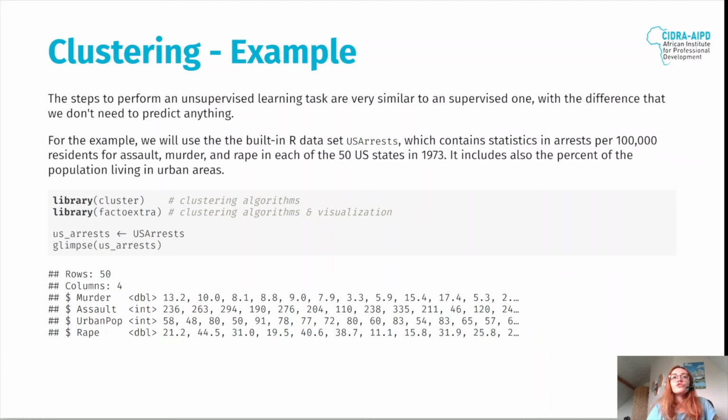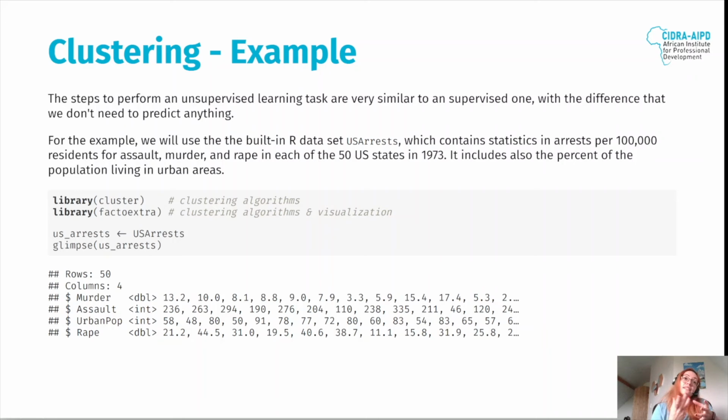The steps to solve any machine learning problem are going to be the same no matter if you're in a supervised or an unsupervised environment. So we're going to keep with the same steps that we've been following so far. To do the clustering example, it's going to be very similar.